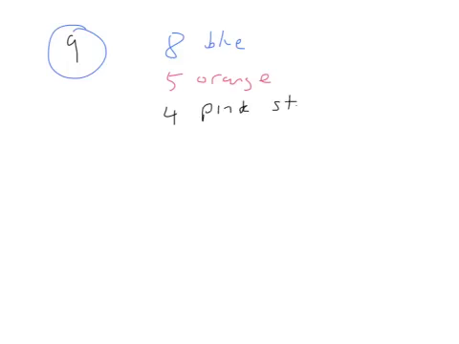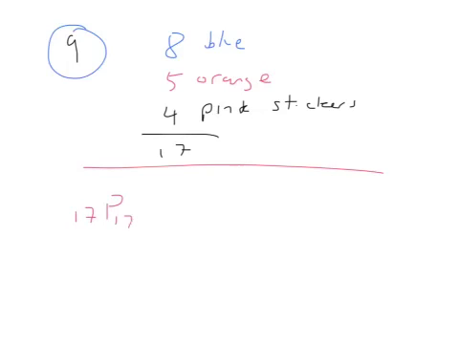Okay, in 9, we've got 8 blue stickers and 5 orange stickers and 4 pink stickers. And if we're going to put all these stickies in a line, how many unique combinations are there? Well, in total, we've got 17 stickies. So if the color didn't matter, it would just be 17 of my objects and order them in 17 spots, which is 17 factorial.